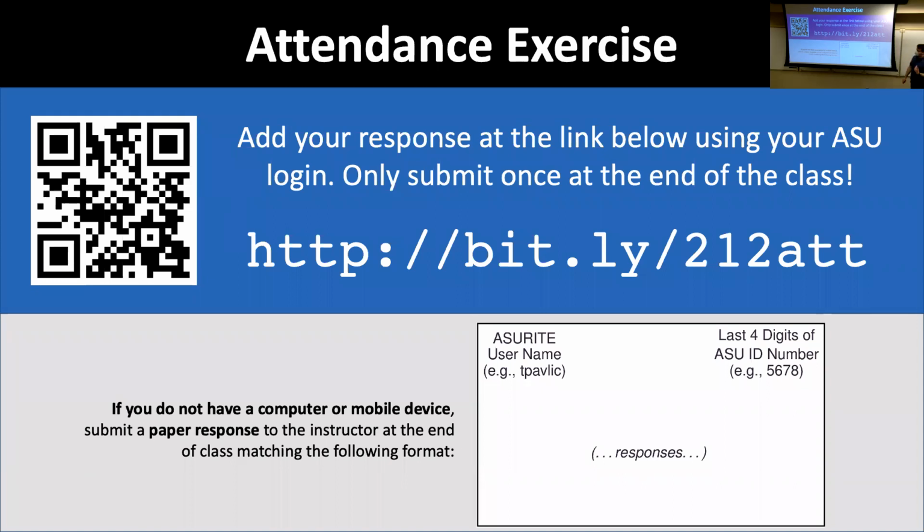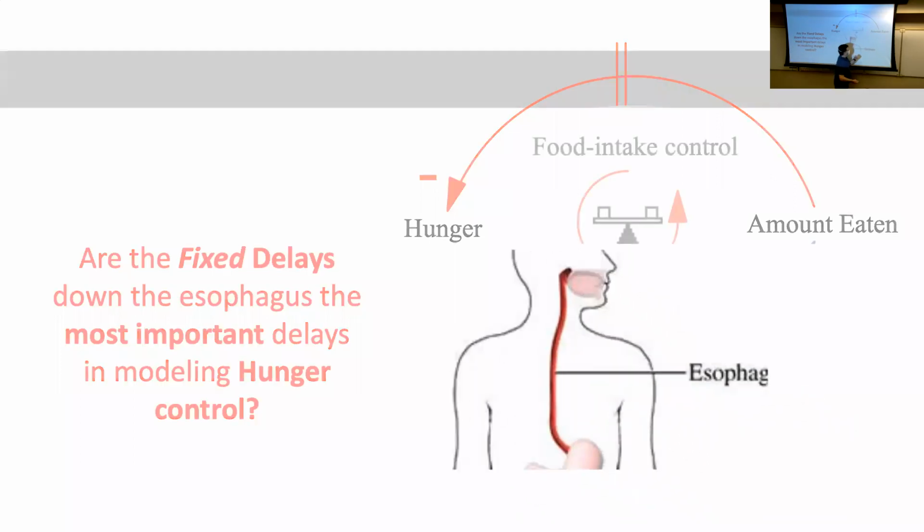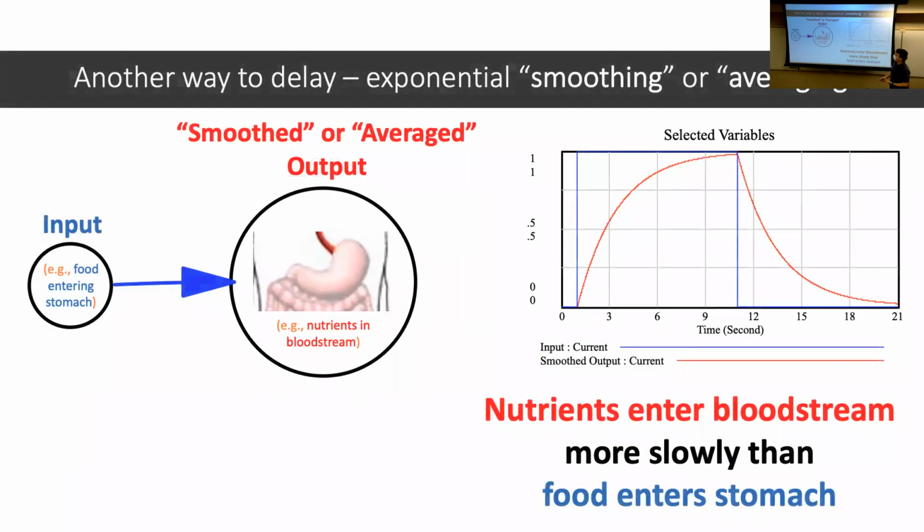All right, so fixed delays. The example we've been working so far is this hunger problem. But if we really think about the delay that we care about in hunger regulation, it's probably not the 2-second delay it takes for food to get from the top of my throat to the bottom of my throat. That's probably not the delay that's really limiting me from satiating my hunger. So what is the delay that matters? Well, it's really what's going on down in the stomach. And that's what we refer to as a smoothing delay or an average delay.